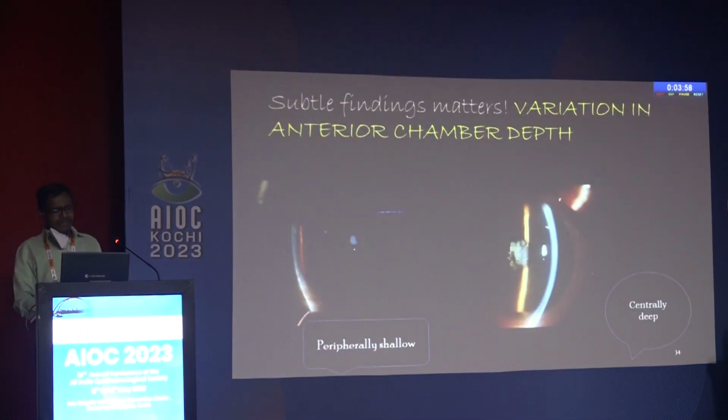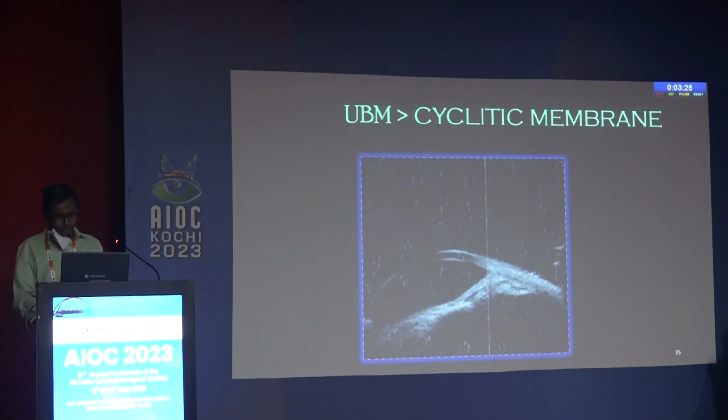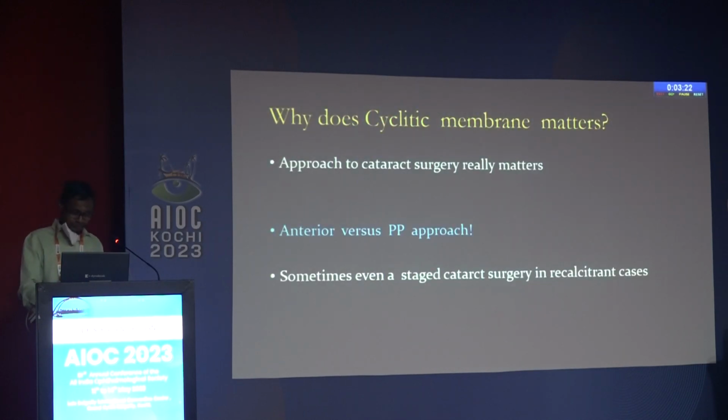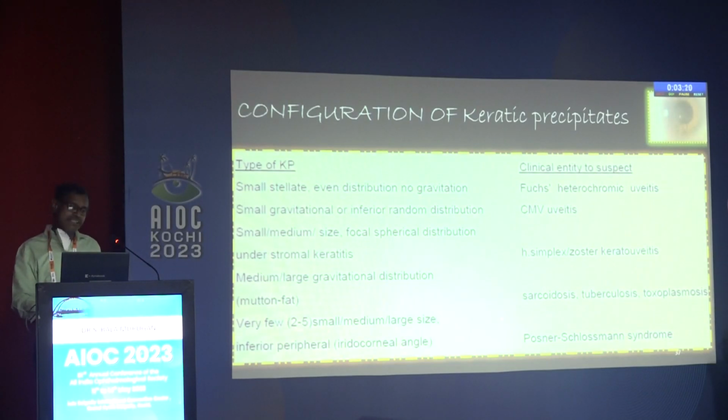Sometimes on examination, we need to be very, very vigilant. You see an eye which is peripherally shallow, centrally deep, looking a little funny. We have to ask, why is the central also not deep? What you are going to do at this juncture is order a UBM and look for a cyclitic membrane. Why cyclitic membrane? The approach to handle this uveitic cataract is going to be entirely different. If a cyclitic membrane is associated, you are going to remove this cataract using a posterior, pars plana approach rather than an anterior approach. So UBM is very, very important, and you may even do a staged cataract surgery.